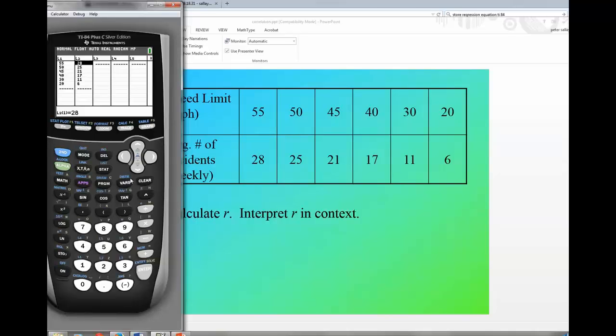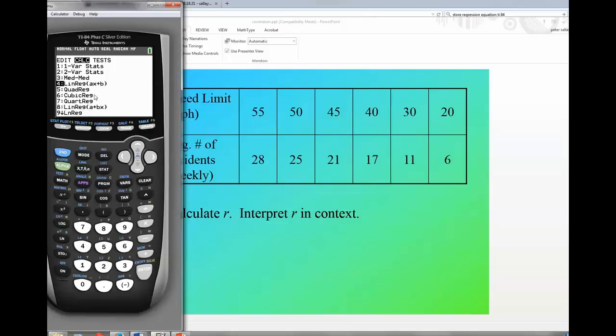All right, now that we've got the data typed in, let's quit out of this and go to stat again. We're going to go to calc, and we are going to have the calculator do a linear regression, because r is a measure of a linear relationship. I know right now we haven't confirmed it's linear, but we want r. So we're going to go to linear regression.